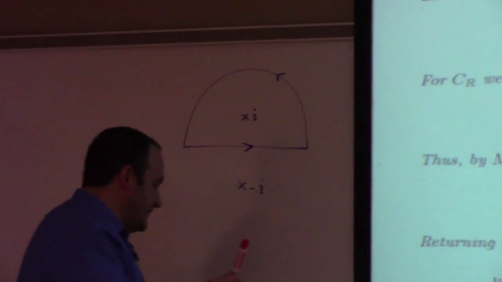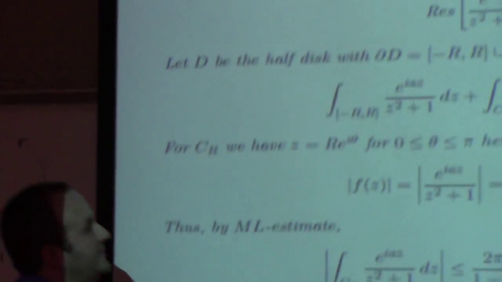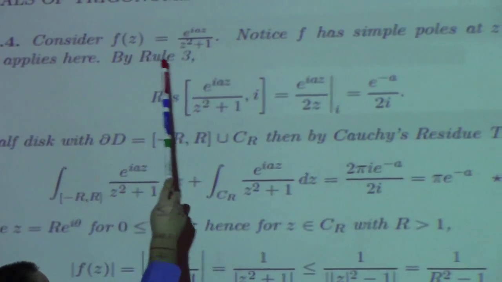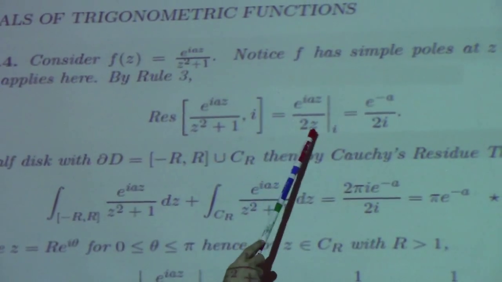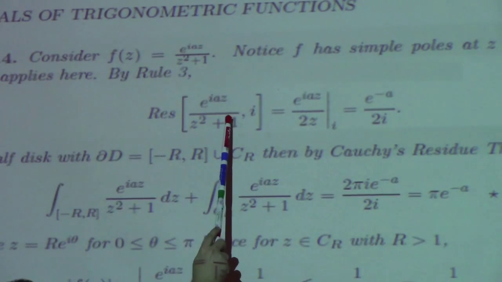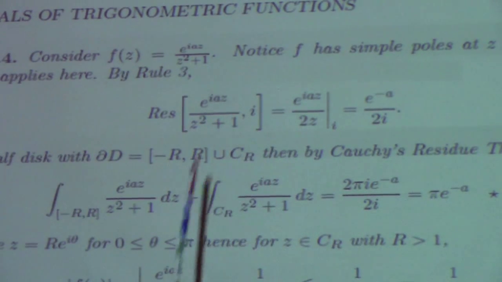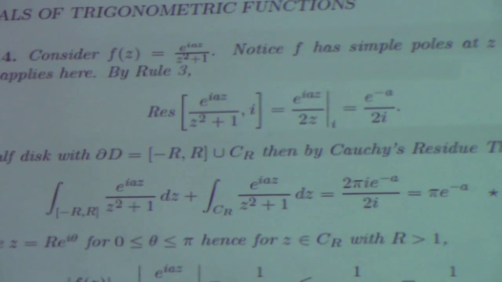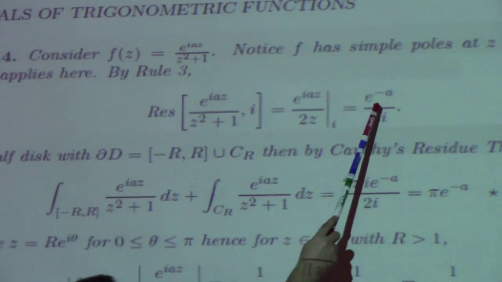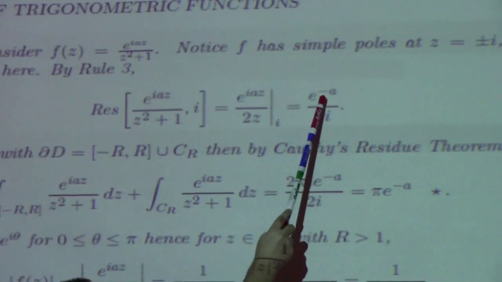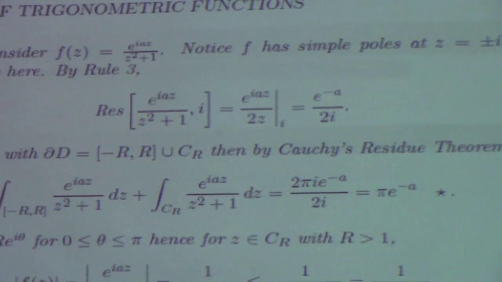So that's what I do. I calculate the residue of e to the iaz over z squared plus 1 at i. I use rule 3, which says I take f of z naught divided by g prime of z naught. So g prime is just 2z. And so you get e to the minus a, because i times i is minus 1, divided by 2i. So there's the residue.